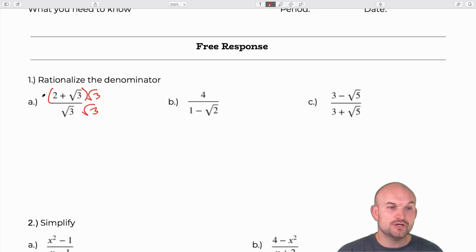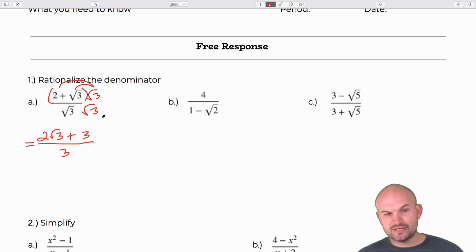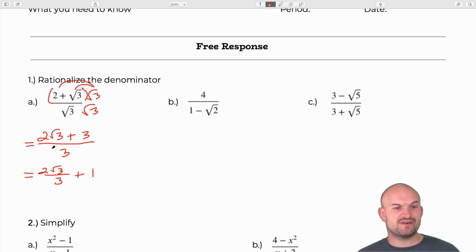It is important, though, to notice in this case we have a binomial in the numerator. So we need to make sure we distribute that square root of 3. So we end up with 2 radical 3 plus the square root of 3 times square root of 3, which is 3, all over 3. We want to be careful. We don't want to divide out these 3's, right? Because this 3 is divided into both of these quantities. So you could write it like this, or some students will see it written like this, where you divide that 3 into both of them.